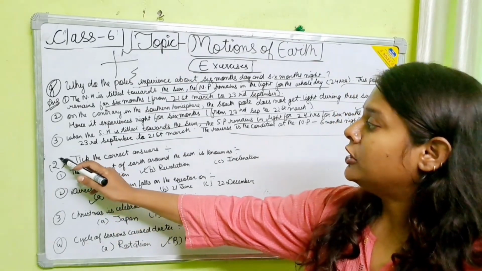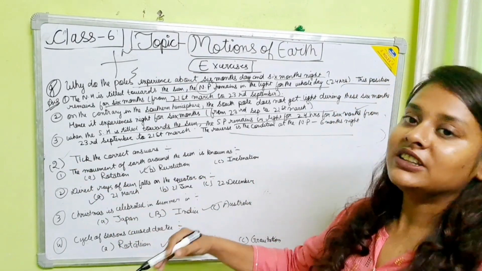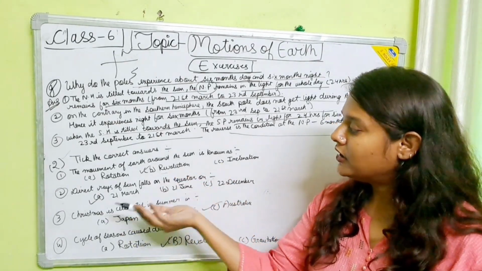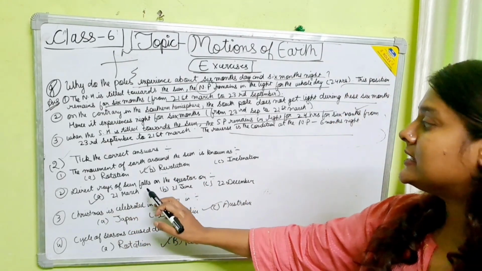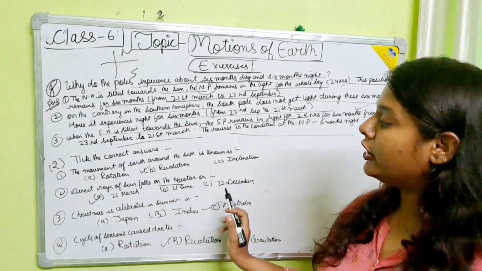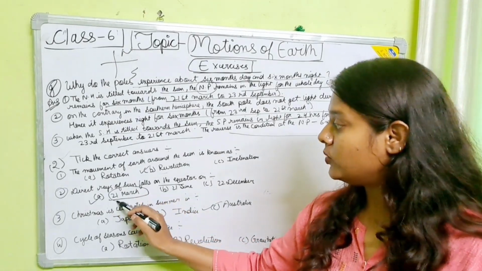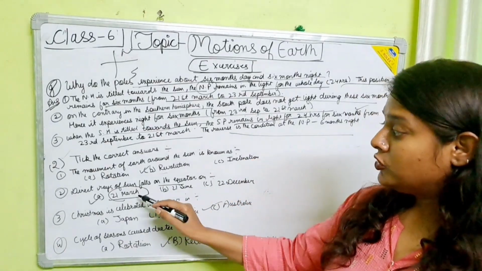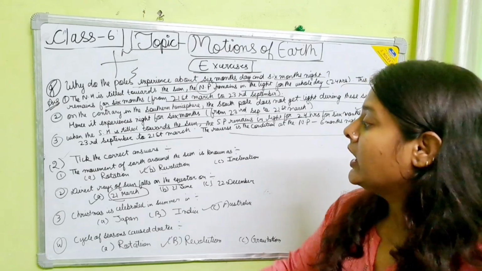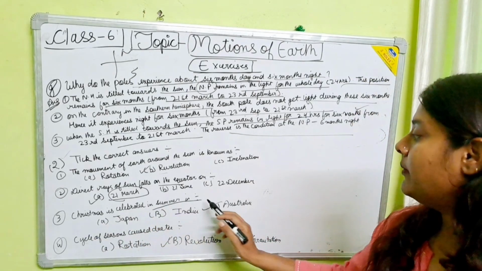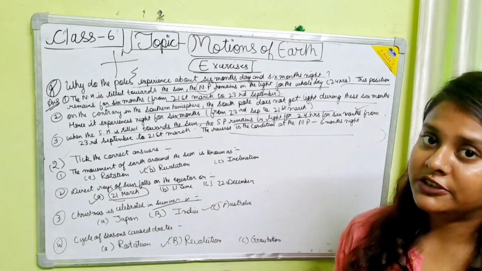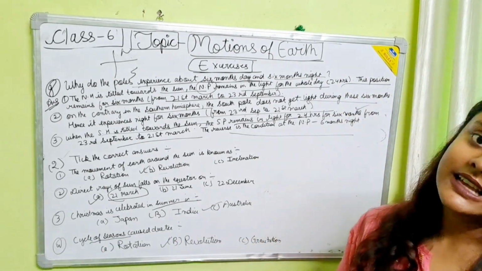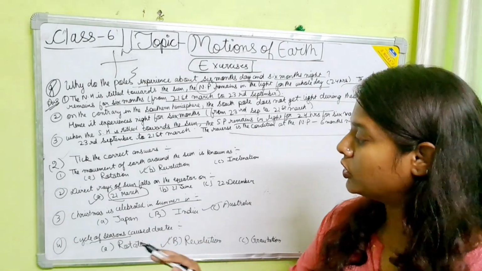Now, question number 2, tick the correct answer. The movement of Earth around the sun is known as revolution, and around its axis, rotation. Direct rays of the sun fall on the equator on 21st March. Christmas is celebrated in summer in Australia and in India on 25th of December. The cycle of the seasons is caused due to revolution, and the cycle of day and night is caused due to rotation.